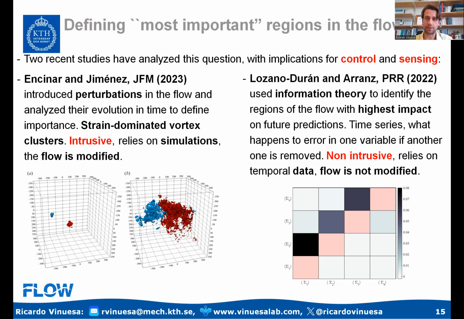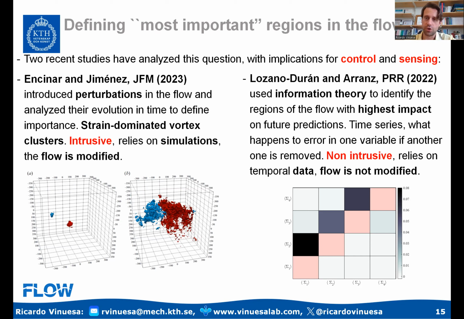And this is a question that, on the one hand, Encinar and Jiménez looked at using what is called an intrusive method. So they were basically taking DNS of homogeneous isotropic turbulence. They were introducing different perturbations in that DNS, and then they were rerunning the DNS to see which of those perturbations were growing the most. And then in that way, they could really assess that strain-dominated vortex clusters were the most important regions, basically.